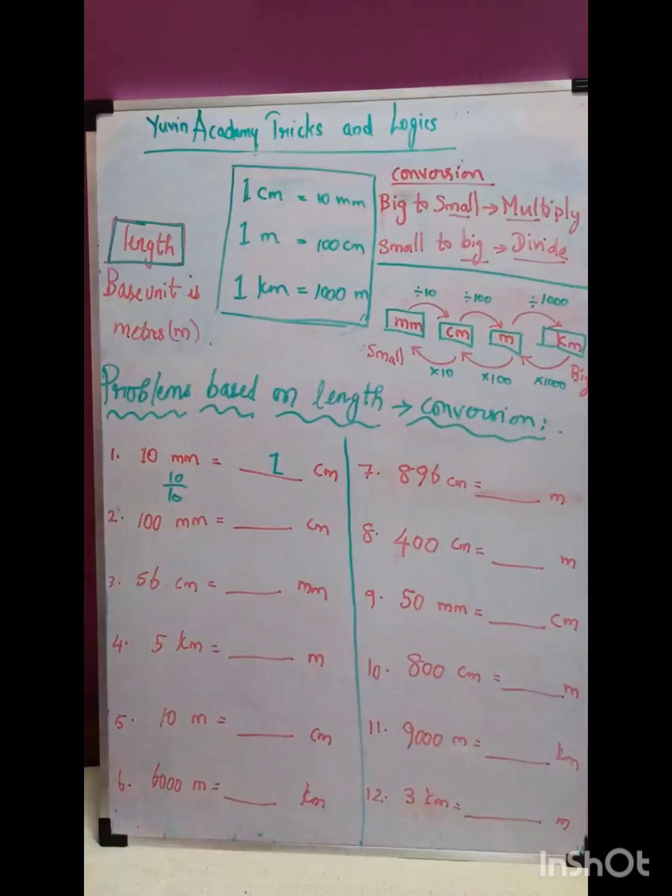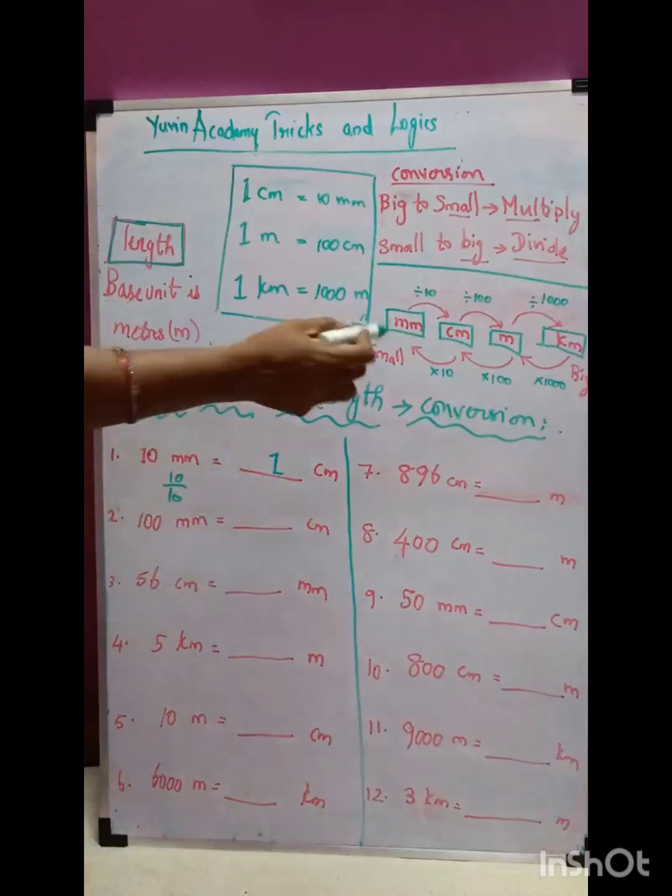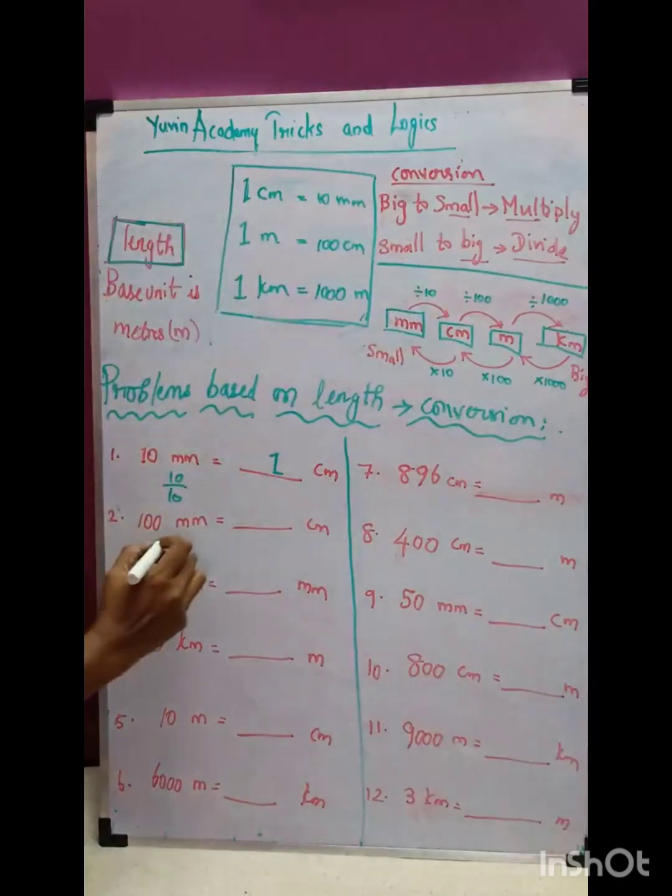Then the next problem, 100 mm to centimeter. Again the conversion is mm to cm. Mm to cm, you have to divide by 10. So 100 divided by 10. The zeros get cancelled. What is 10 centimeter?